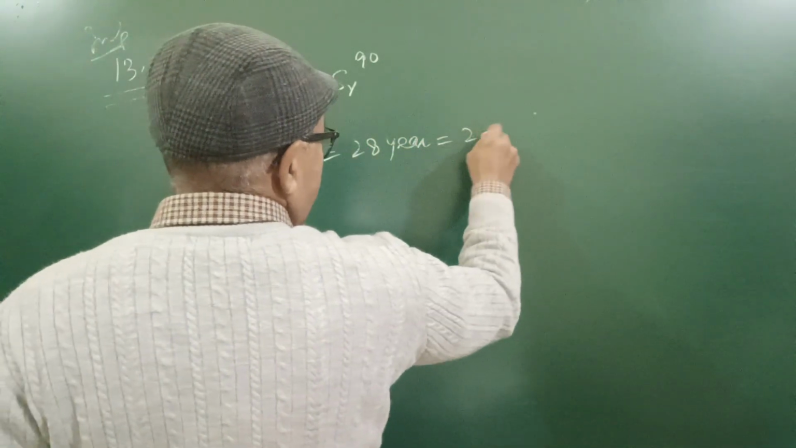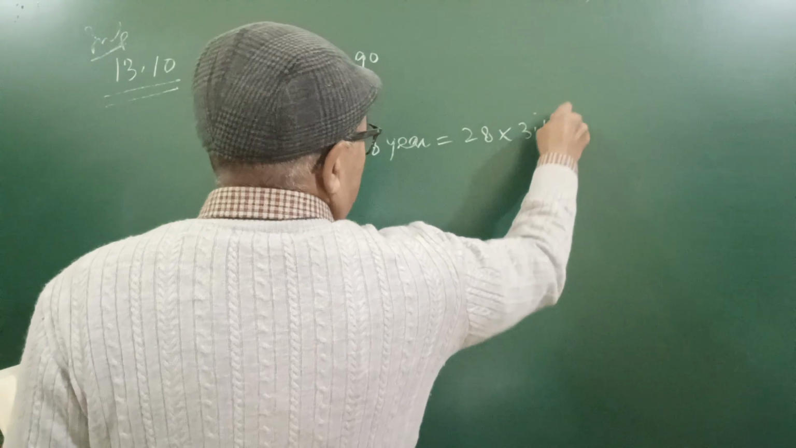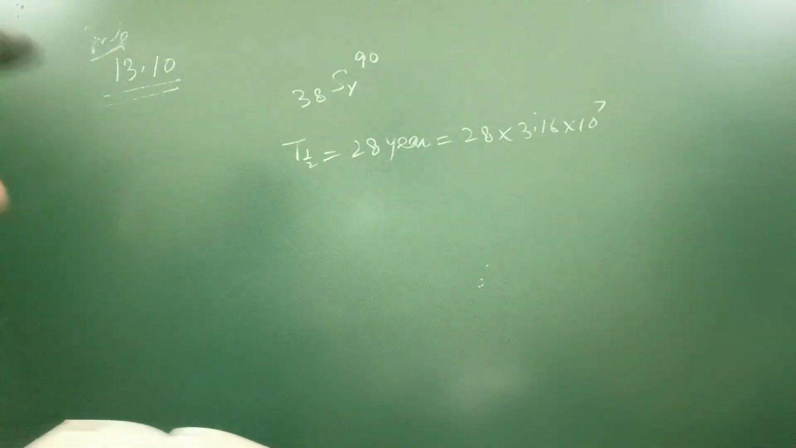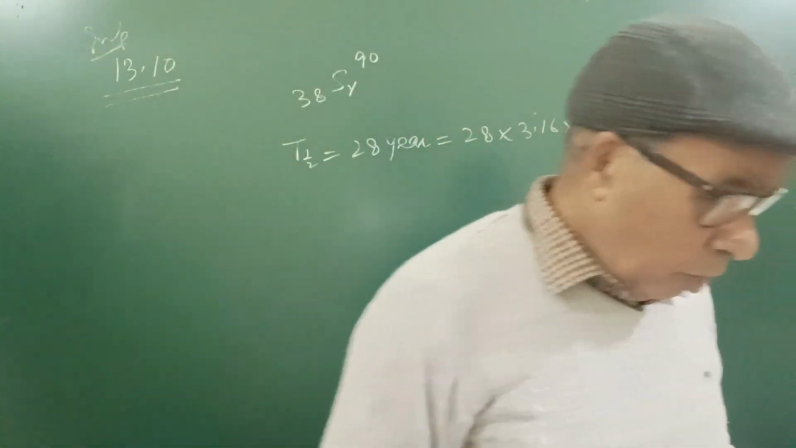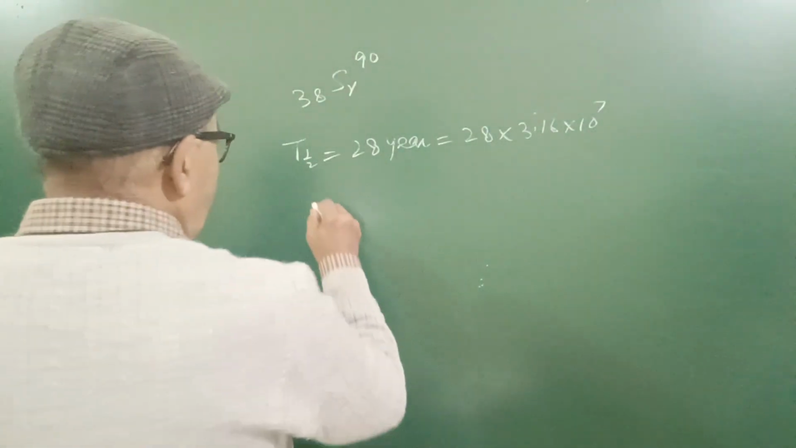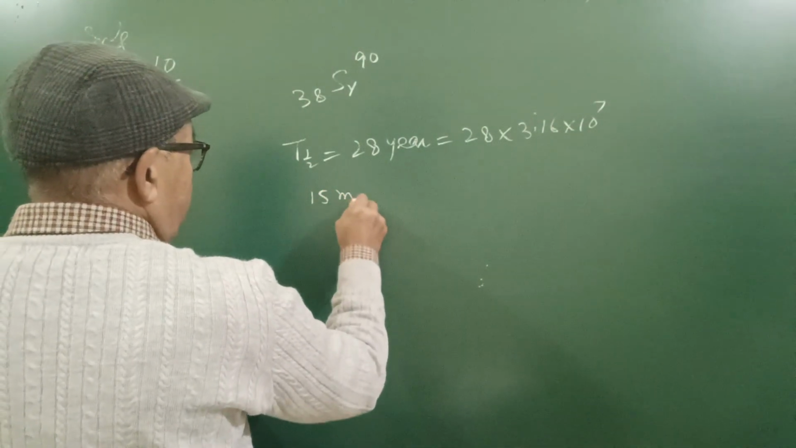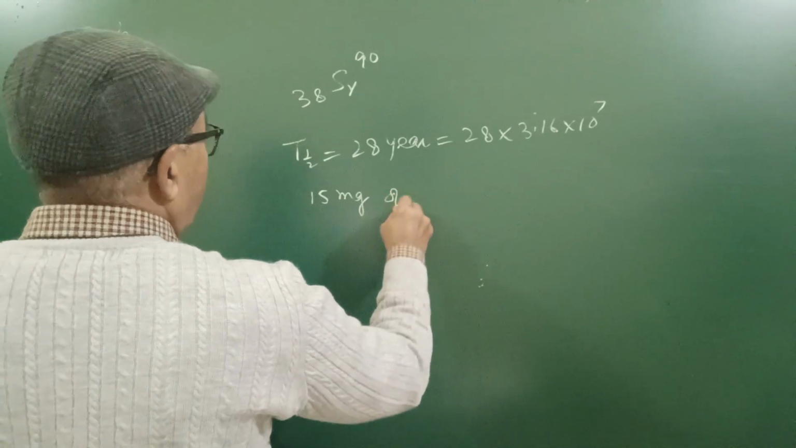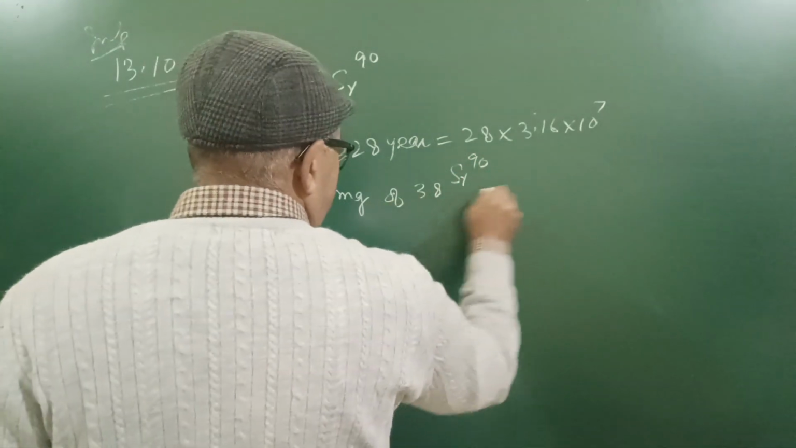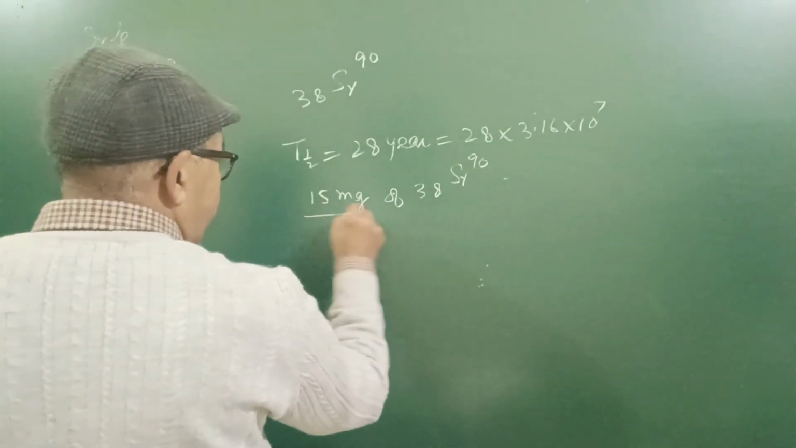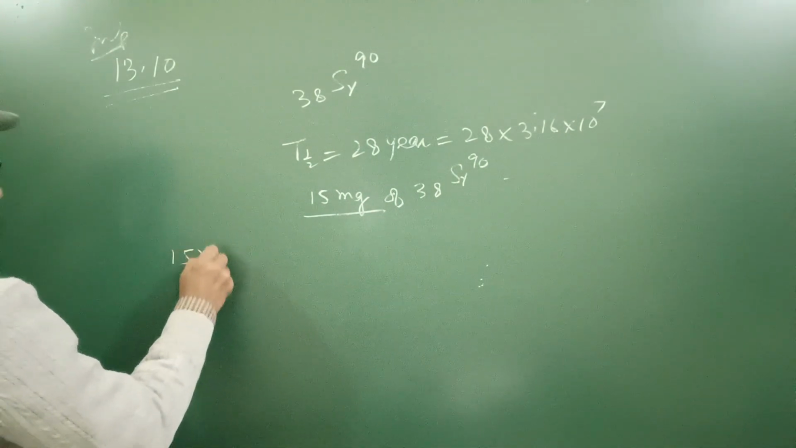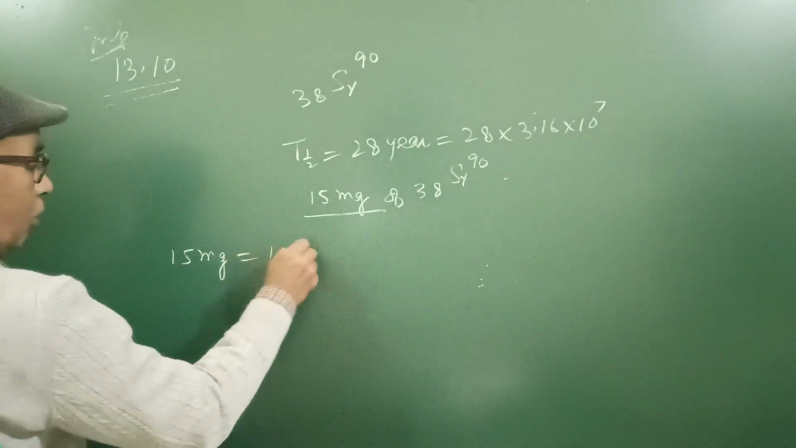How many seconds? 28 into 3.16 into 10 to the power 7. If you use it again and again, you learn it by heart, just like you remember the national anthem. So what is the disintegration rate of 15 milligram of 38 strontium 90? 15 milligram, how many gram? 15 into 10 to the power minus 3 gram.